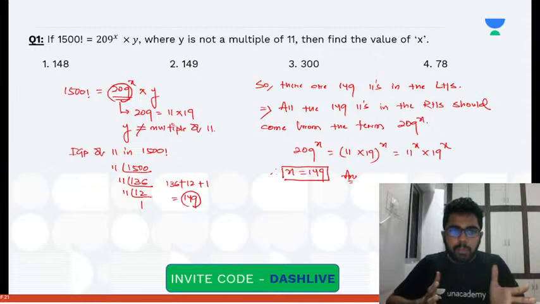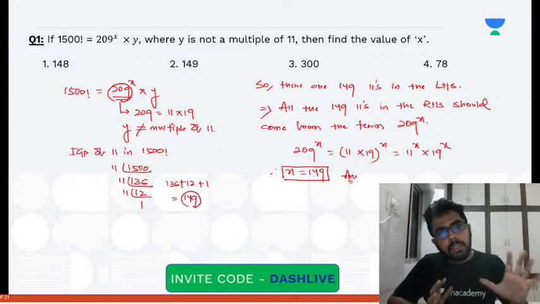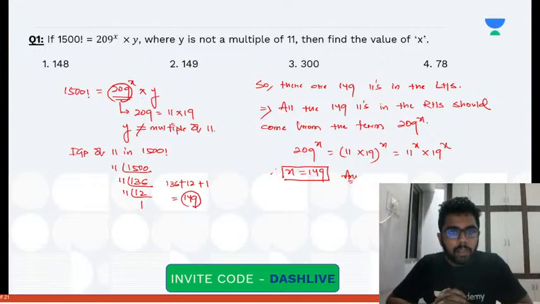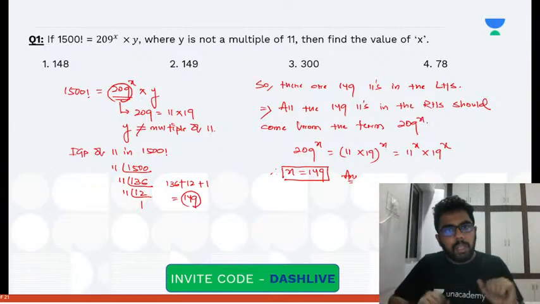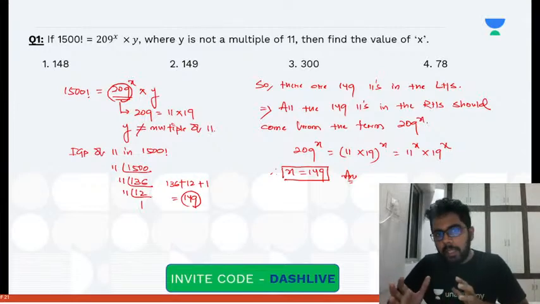You divide 1500 by 11 and follow the process of calculating IGP. You get that the IGP of 11 is 149. That means there are 149 11s present in 1500 factorial. So if in the LHS you have 149 11s, in the RHS also I will have the same number of 11s. Okay, RHS has two terms now, 209 to the power x and y.